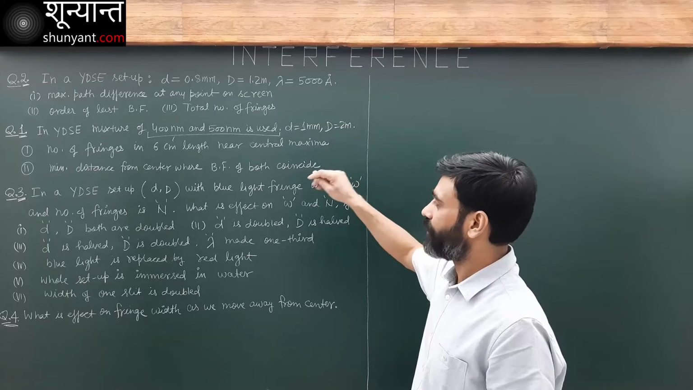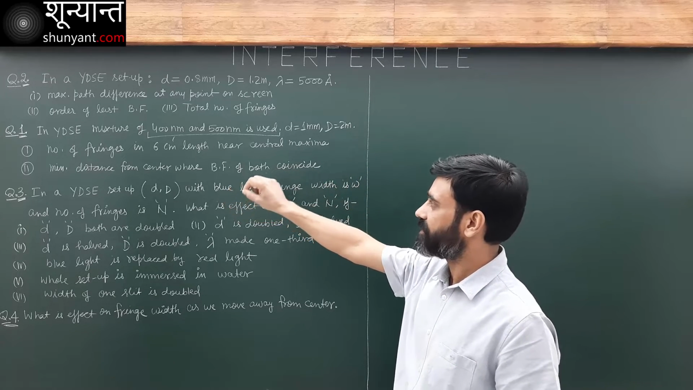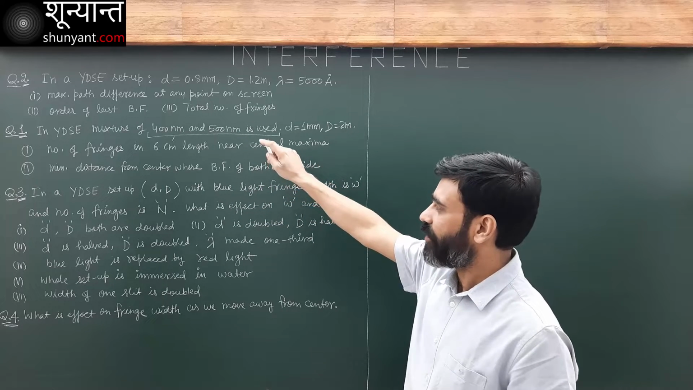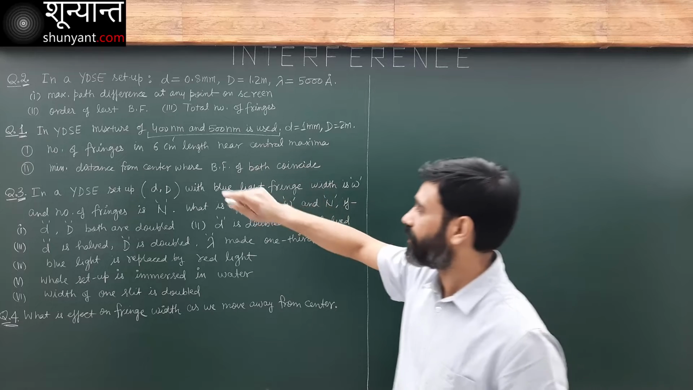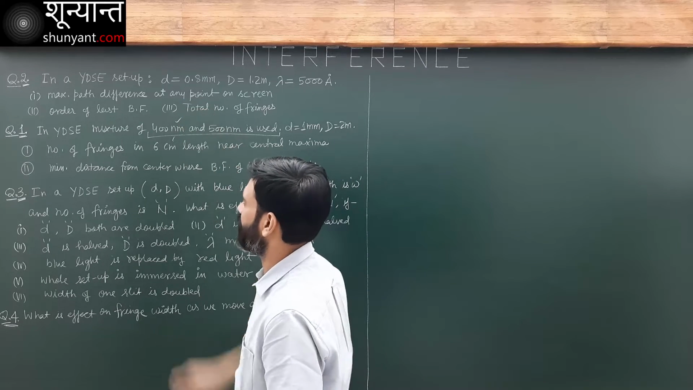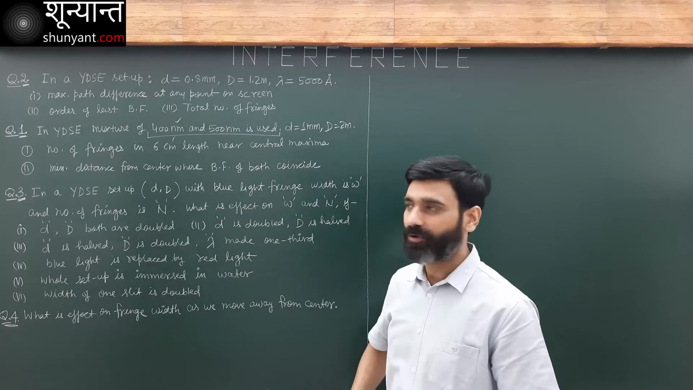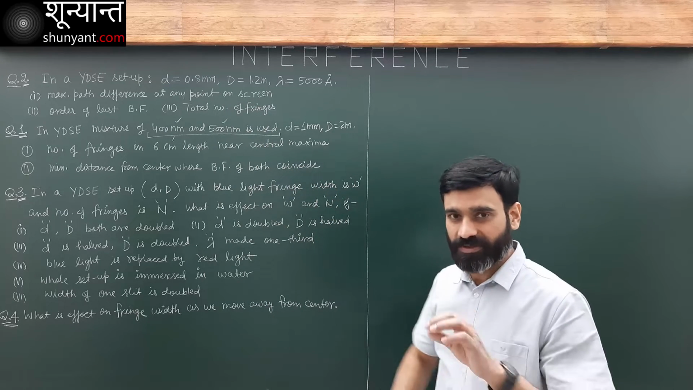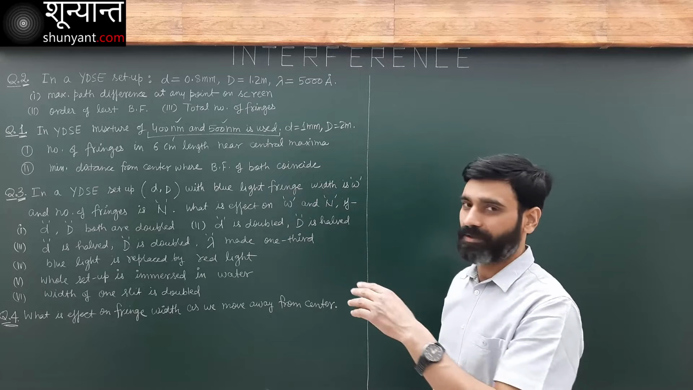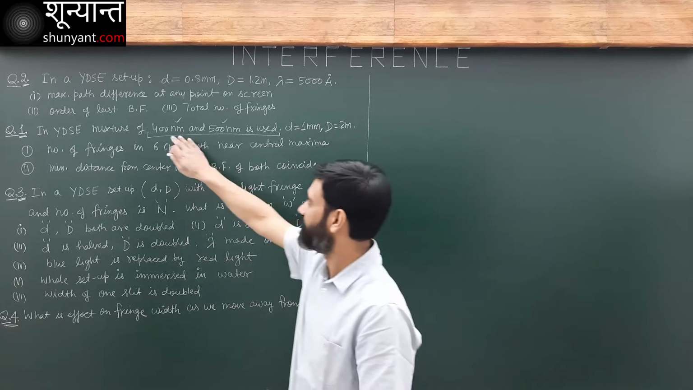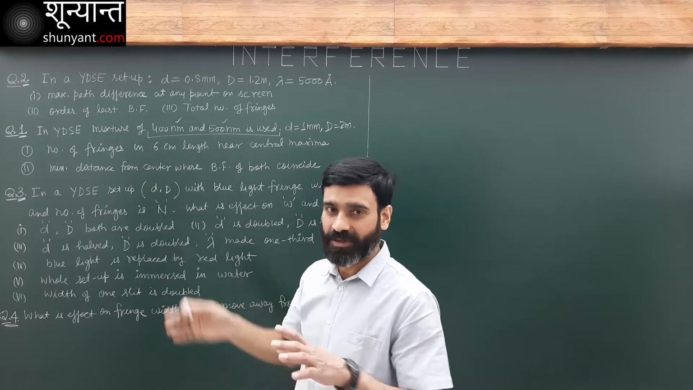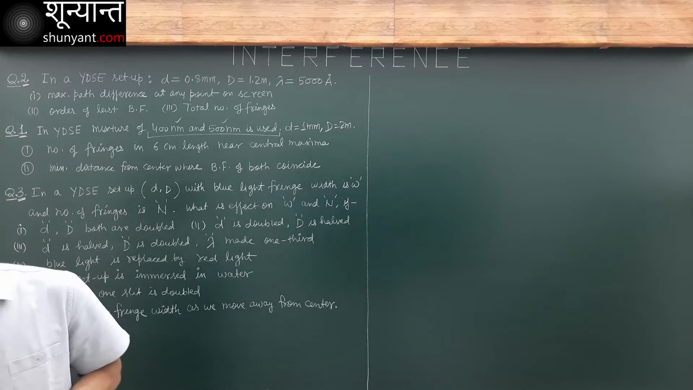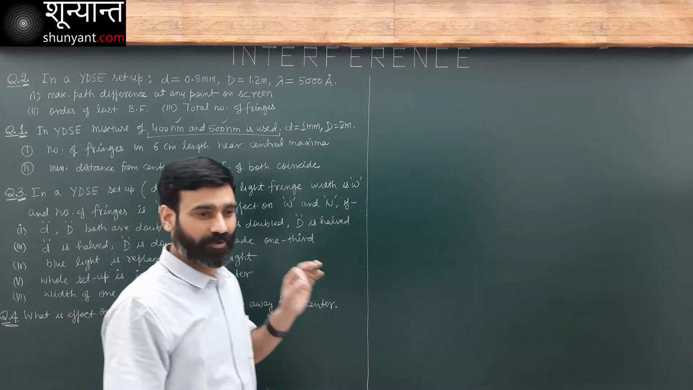So what do we have to find? First of all, the number of fringes in 6 cm length near the central maximum. How many fringes will I get corresponding to this wavelength, and how many corresponding to the other? What is the total number of fringes in this much length? I will find some number for this pattern, some for the other, and I simply add them. That's it. That will be the number of fringes.